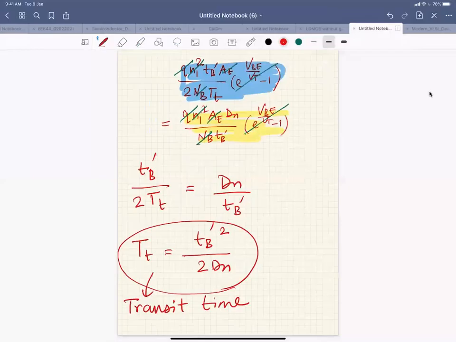So your transit time is TB dash square by 2dn, and you could always calculate the transit time, right? Because if you know the base doping, there are graphs available. If you know NB, then you could know dn. If you know dn and you know TB dash, you could calculate the transit time very easily. Okay, so this is the transit time.